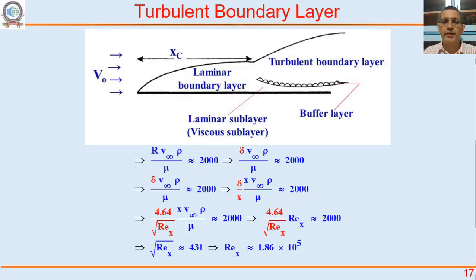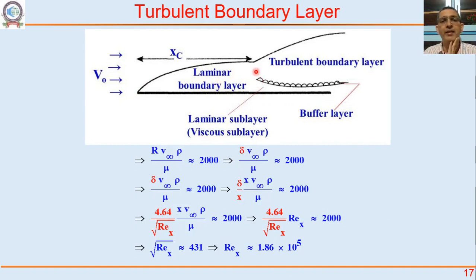Let's start looking at the turbulent boundary layer now. So by turbulent boundary layer, what we mean is that, let's say this is a flat plate. Boundary layer here, flows are small here, the velocities are small, so the boundary layer is laminar here.